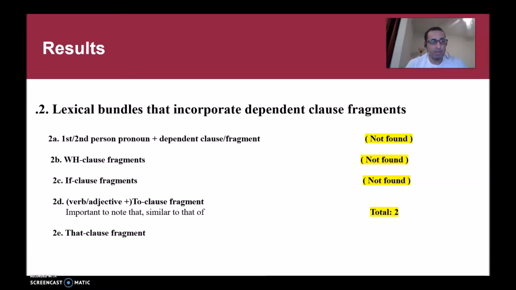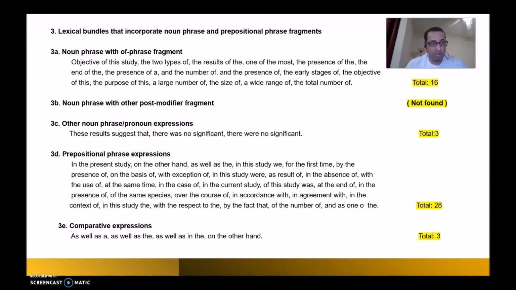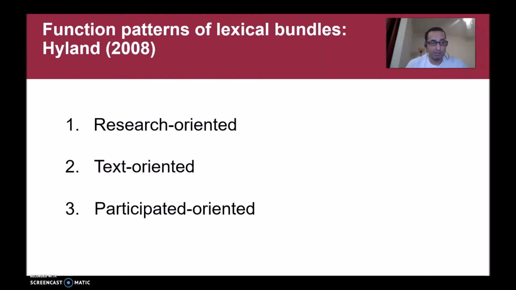The second type, there are not many of them. There are just two examples. And when it comes to the third type, lexical bundles that incorporate noun phrase and prepositional phrase fragments, prepositional phrase expressions is the most common one. As you can see here, there are 28 examples in my corpus, such as in the present study, on the other hand, as well as the, etc.